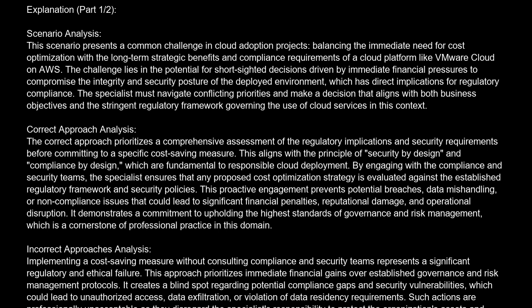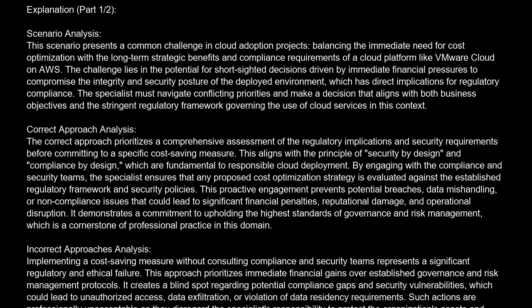This scenario presents a common challenge in cloud adoption projects, balancing the immediate need for cost optimization with the long-term strategic benefits and compliance requirements of a cloud platform like VMware Cloud on AWS. The challenge lies in the potential for short-sighted decisions driven by immediate financial pressures to compromise the integrity and security posture of the deployed environment, which has direct implications for regulatory compliance. The specialist must navigate conflicting priorities and make a decision that aligns with both business objectives and the stringent regulatory framework governing the use of cloud services in this context.